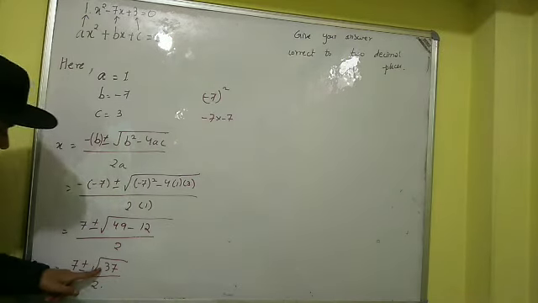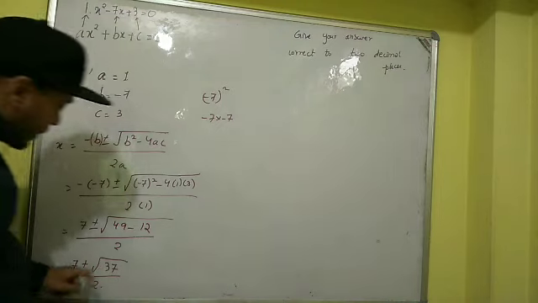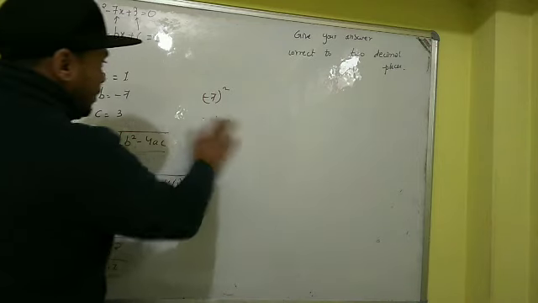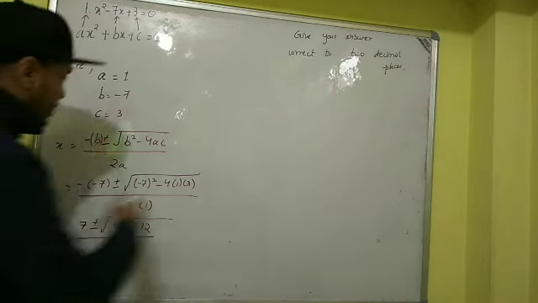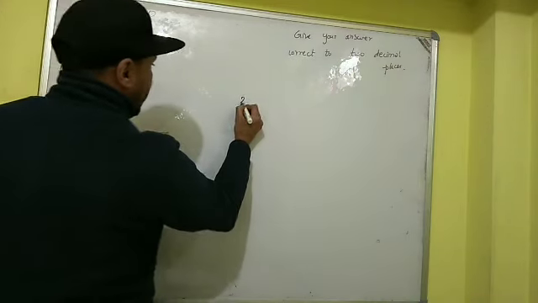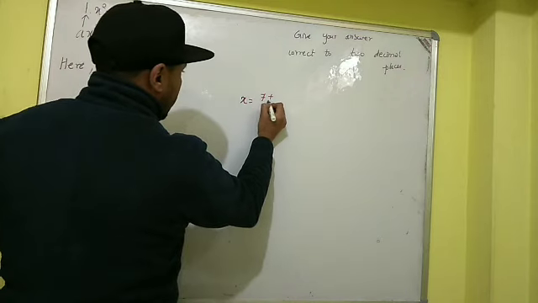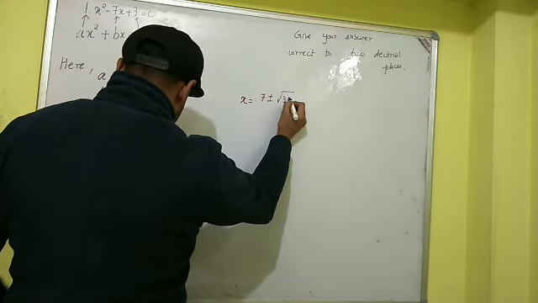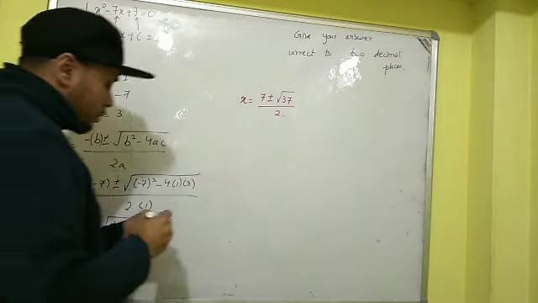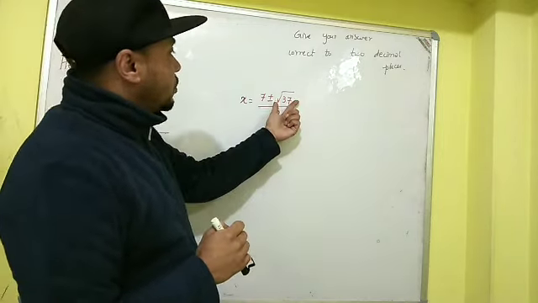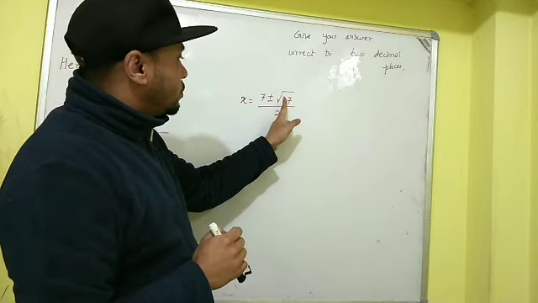So the most important thing is this one, root 37. In ICSE, now you don't have to worry about this one. So I'm writing it here. So far we got x is equal to 7 plus minus root under 37, whole divided by 2. So what we do here is we need the value of root 37.